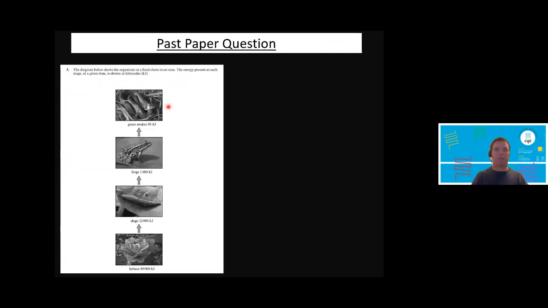Okay, let's have a look at the sort of question we might get here. So look, it says the diagram below shows the organisms in a food chain in an area. The energy present at each stage at a given time is shown in kilojoules. So you can see that the energy present in the lettuce is 80,000 kilojoules, and then there's less energy present in all the slugs that consume the lettuces, because energy is lost, and then there's even less energy in the frogs that consume the slugs because energy is lost, and likewise with the grass snakes. Okay, so what sort of questions would we expect here?